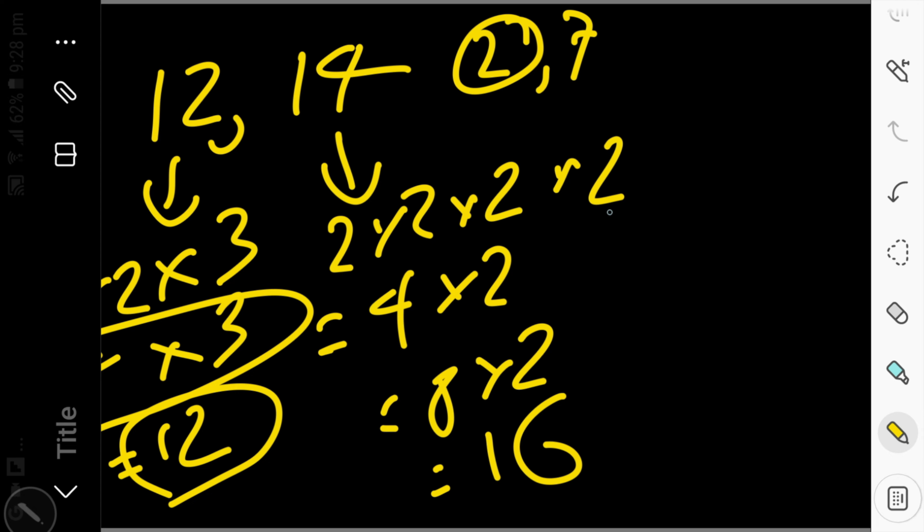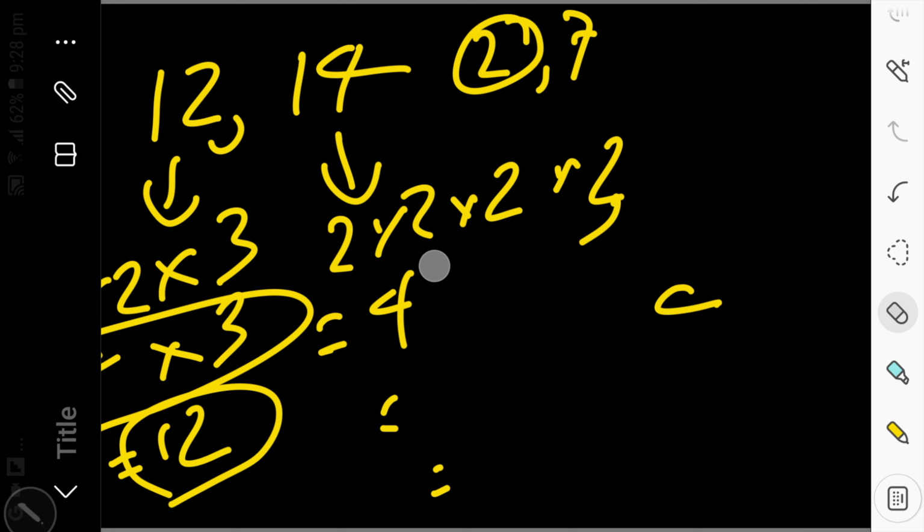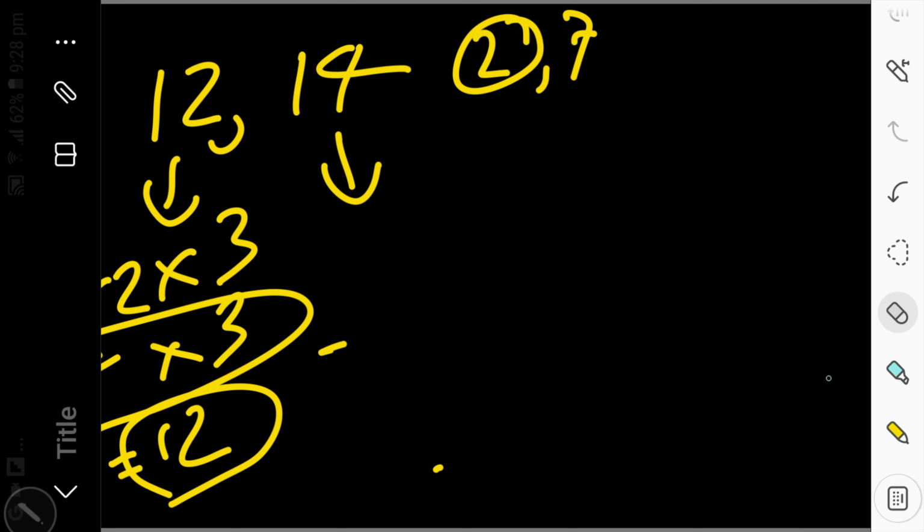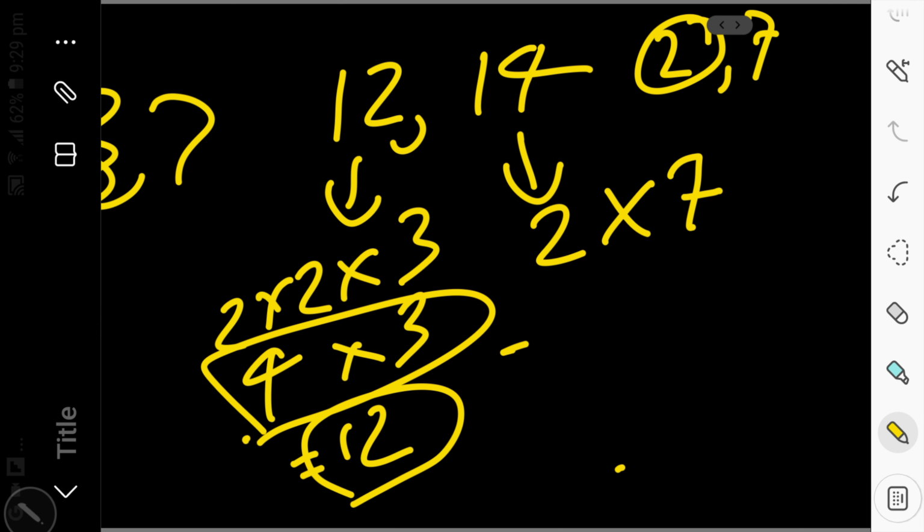Can we multiply by adding 3? 8 into 3 gives us 24. So again, this is not correct. Then what shall we do? Here, rather than multiplying by 2 and 3, we can multiply simply by using 2 into 7. That is our way.